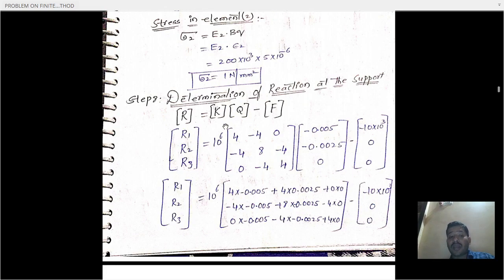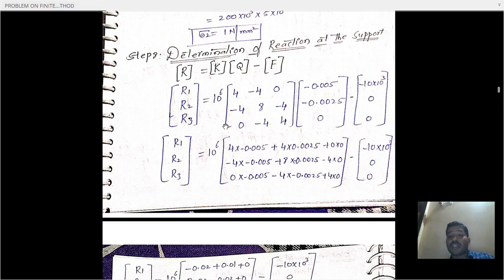In step number 8, we need to determine the reaction at the support. So R, the normal reaction, is equal to the stiffness matrix times the nodal displacement minus the nodal force vector. Here, how many nodes are there? Total 3 nodes. For the 3 nodes, 3 reactions will be acting.